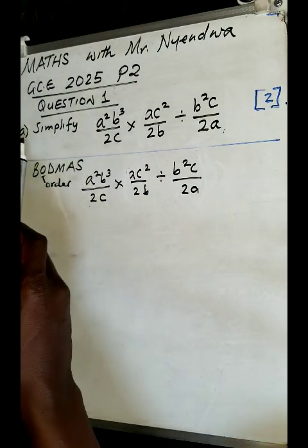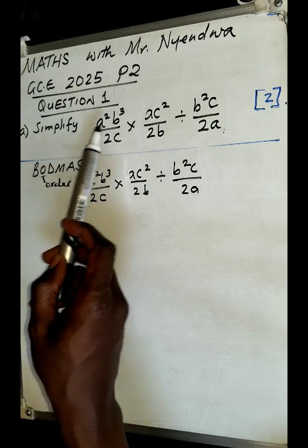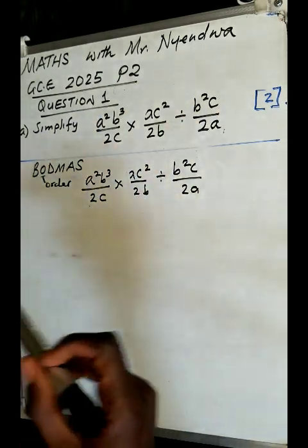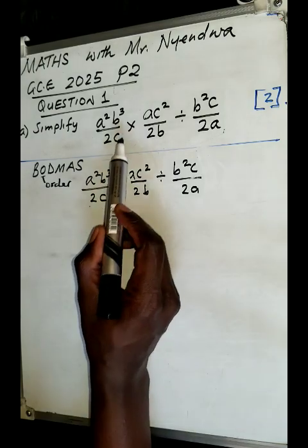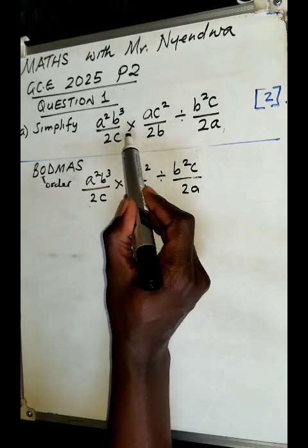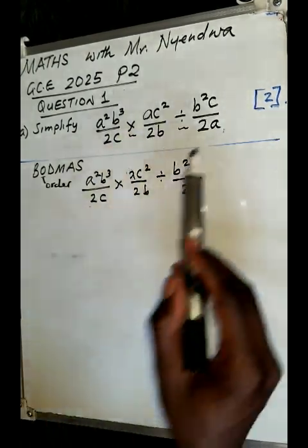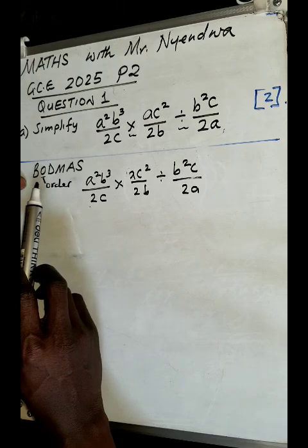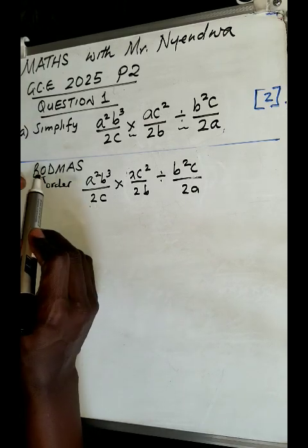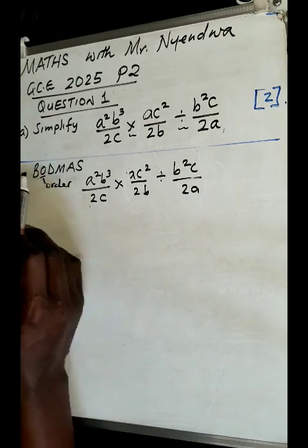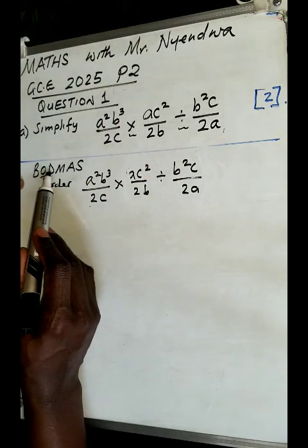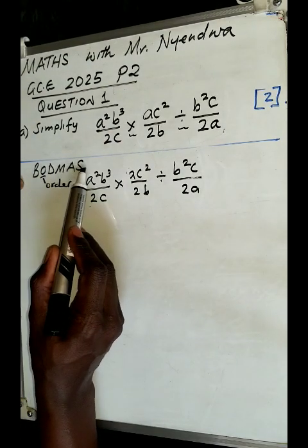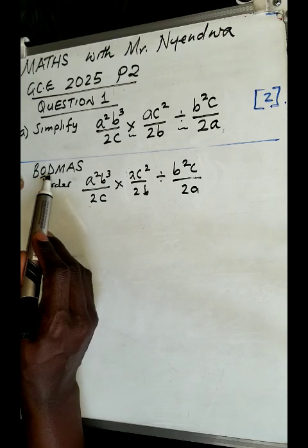For question number 1, the first part says simplify this algebraic expression that you have there. If you notice, you have multiplication and also division, so you fall back on what we call BODMAS. The order is brackets, division, multiplication, addition, subtraction. So you need to start with division.